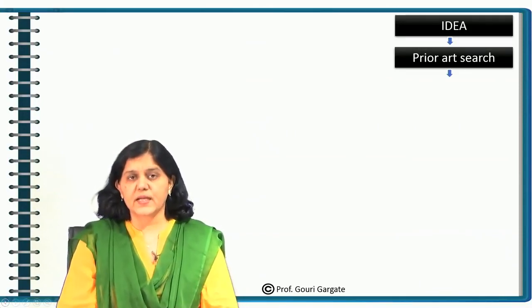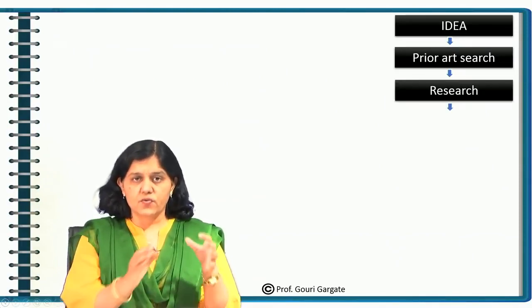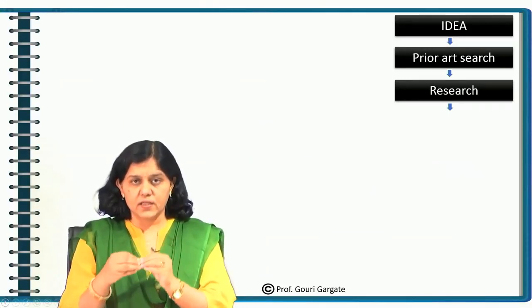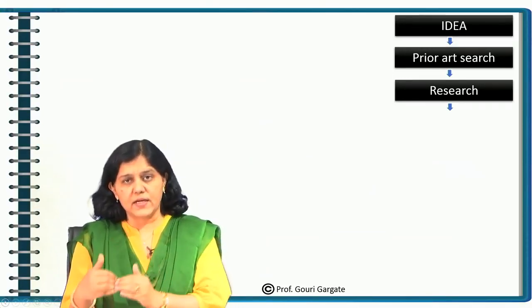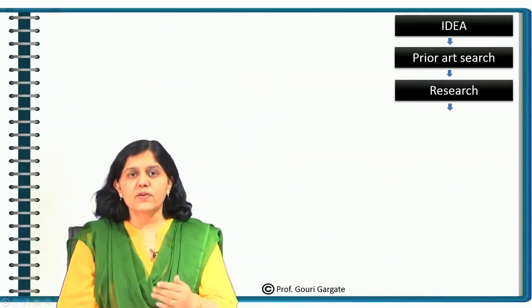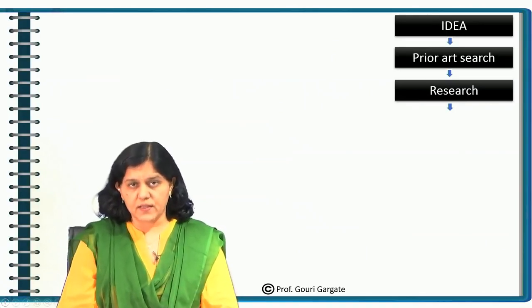So, that is the second step. The next is the research activity. From the ideas, you have selected one idea, you have done the prior art search, and now you have started your research, the experiment. Whatever procedures and methodology you have decided, you follow them, right.